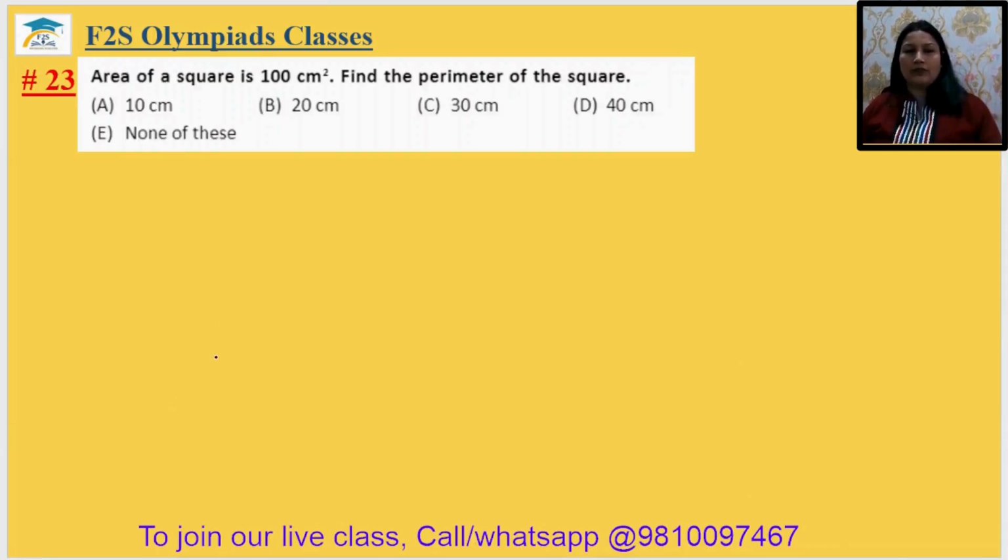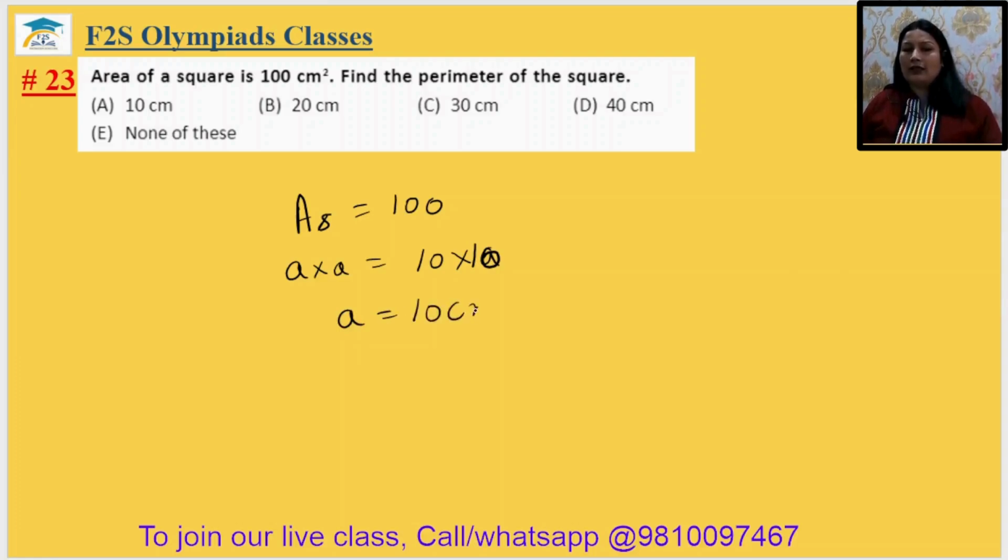Question number 23. Area of the square is 100 centimeter square. Find the perimeter of the square. I think you can do. This question is very simple. Just pause the video here and solve this question. Answer the question in the comment section and then check what I have solved here, whether you have done it correctly or not. Okay. So let me do it. Area of the square is 100 centimeter square. So A multiply by A, that is your 10 multiply by 10 we can write. Okay. A will be equal to 10 centimeter.